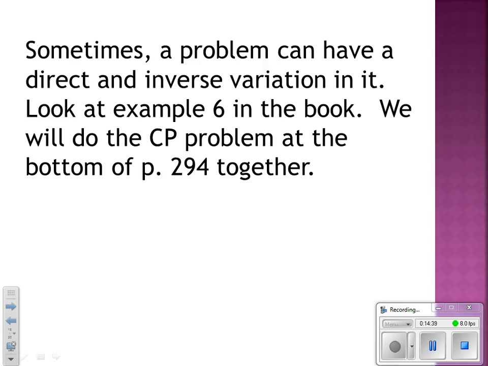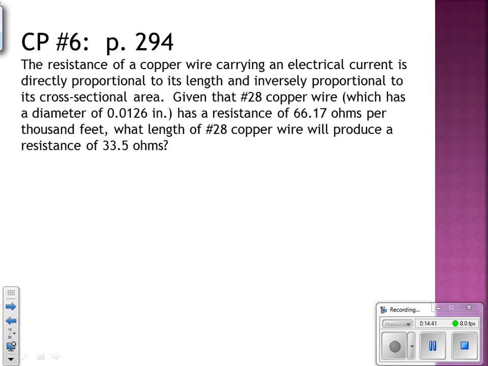Let's see, I don't think I typed, yeah, I did type it out. All right, so the resistance of copper wire carrying an electrical current is directly proportional to its length, but inversely proportional to its cross-sectional area. Given that number 28 copper wire with a diameter of 0.0126 has a resistance of 66.17, what length of wire will produce a resistance of 33.5?